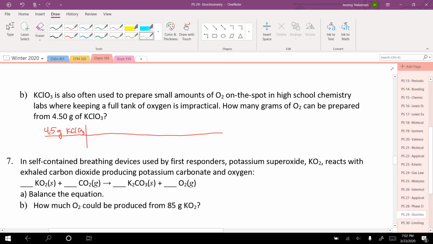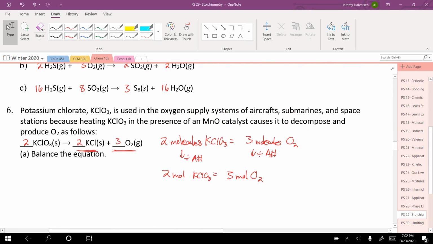We're going to convert it into O2. Okay, so the indicator that this problem requires a balanced equation is that they give us an amount of one substance and ask for an amount of a different substance. And because of that, we're going to need some relationship between KClO3 and O2. Fortunately, we have it in this balanced equation. We know that 2 moles of KClO3 equals 3 moles of O2.